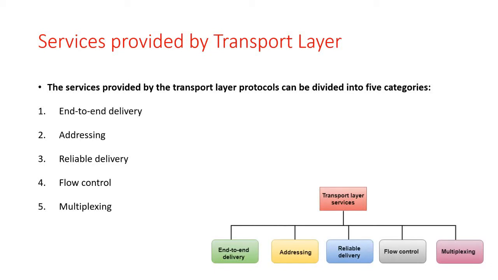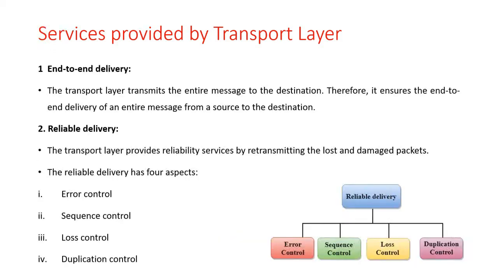What are the services provided by the transport layer? The services provided by the transport layer are divided into five categories. The first is end-to-end delivery. The second is addressing. The third is reliable delivery. Then flow control, and last is multiplexing. First we discuss end-to-end delivery.